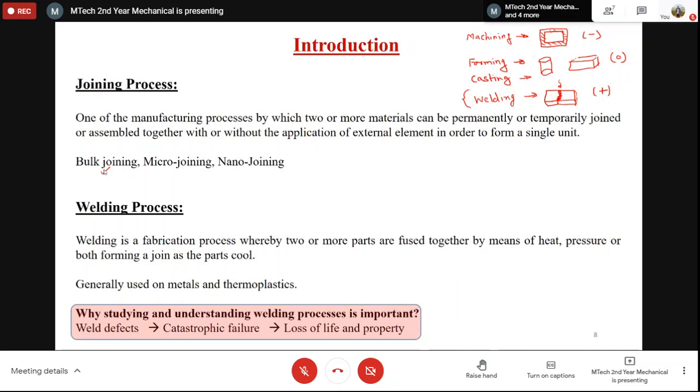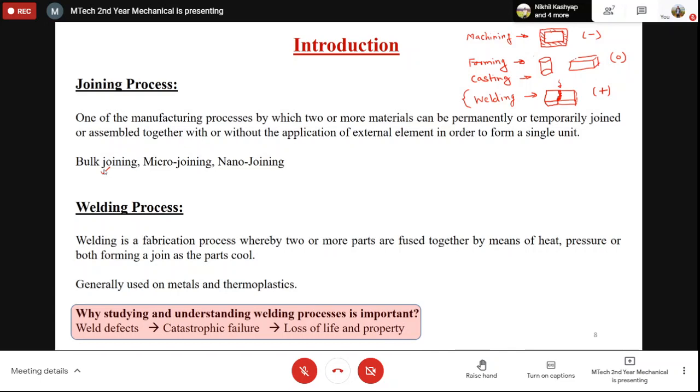In micro joining, we have joining like soldering, or micro circuits, chips. We are joining at the micro level, or at the nano level. So we are joining stuff at the nano level also. There are different areas: macro, micro, nano. In all these areas we require joining. Among the joining processes, we have a special type of joining process which is known as the welding process.